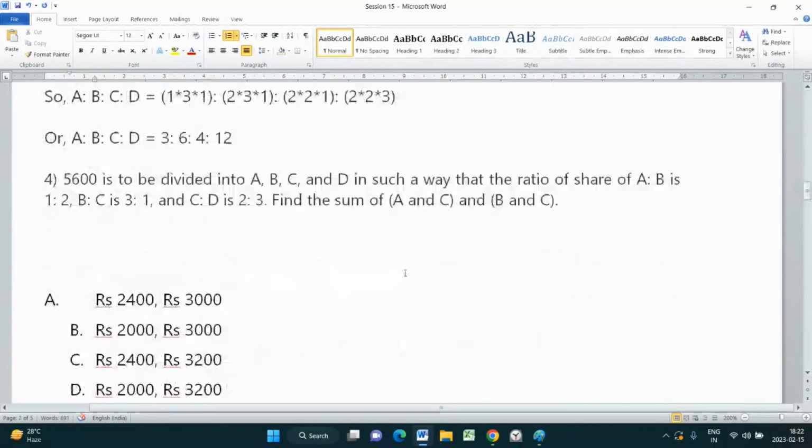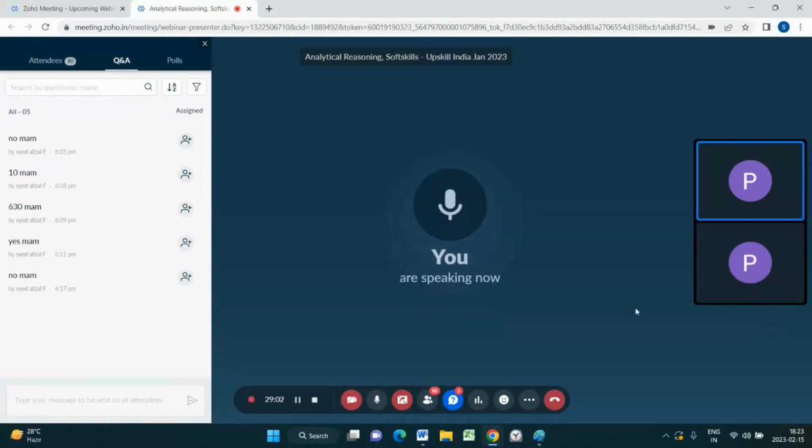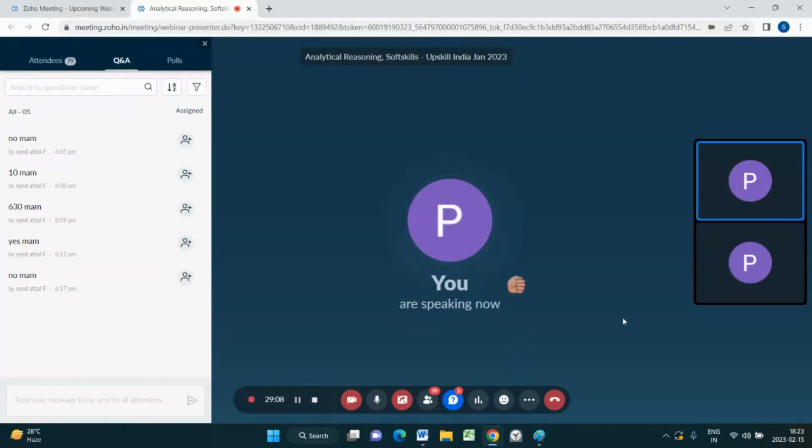Okay, understood? You want me to repeat the sum? Children, you want me to repeat this? Understood how we are actually filling this? Understood this? Children? Good.